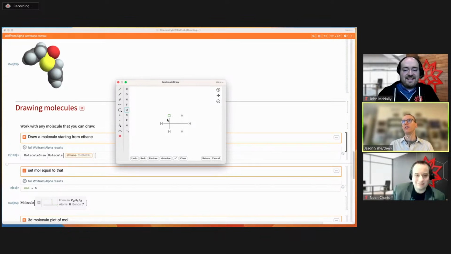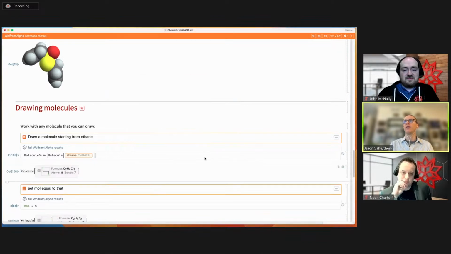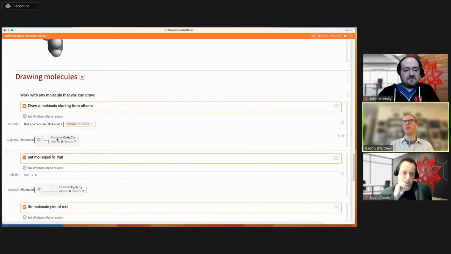And you'll notice it turns to a lighter green shade, indicating, back to those color schemes, that this is chlorine. And we'll put another one over here. And now we've built a new molecule, and all I have to do is hit return, and we get a molecule object. Again, molecule being the family of functions. Here's the molecule function in the language.